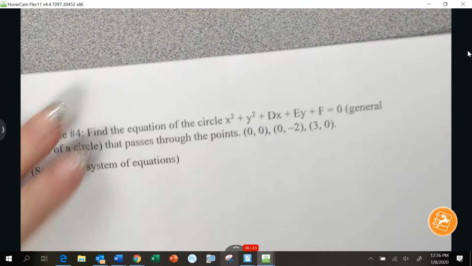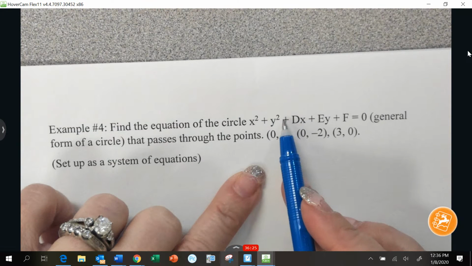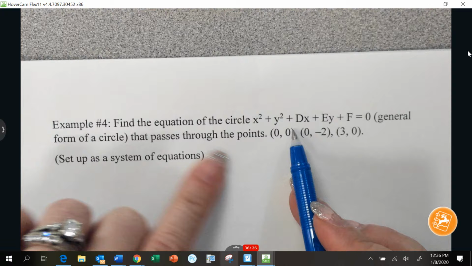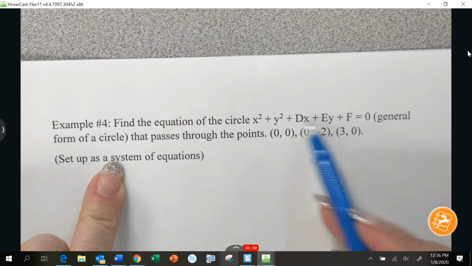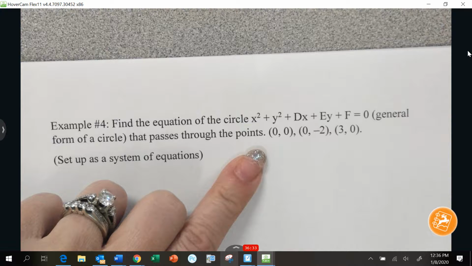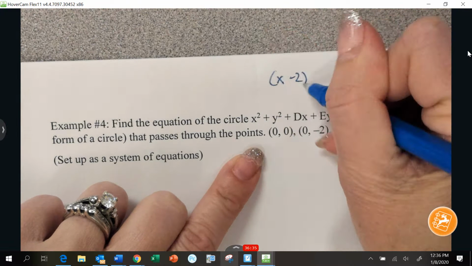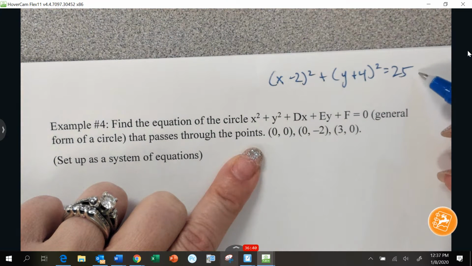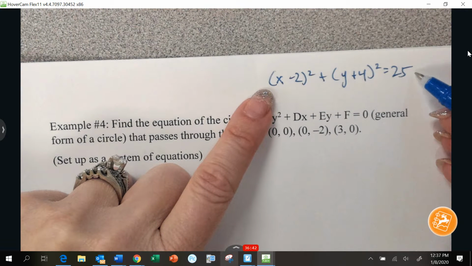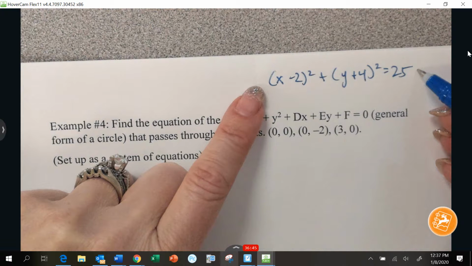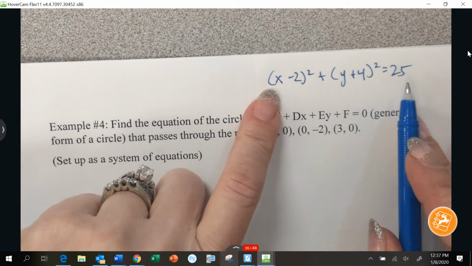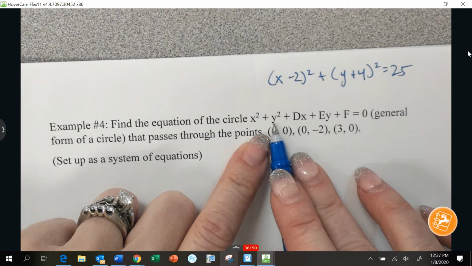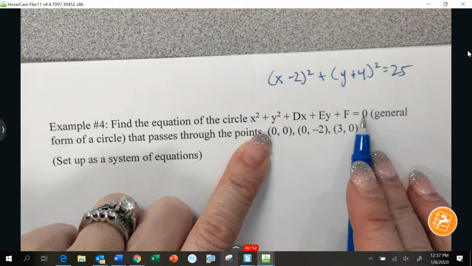So this is a similar question, different equation. This here is the equation of a circle, but it's in general form. Normally you're going to see circles like x minus 2 squared plus y plus 4 squared equals 25. This is like the graphing form, the transformation of a circle. Okay, so we are going to find the equation of a circle that passes through these three points.